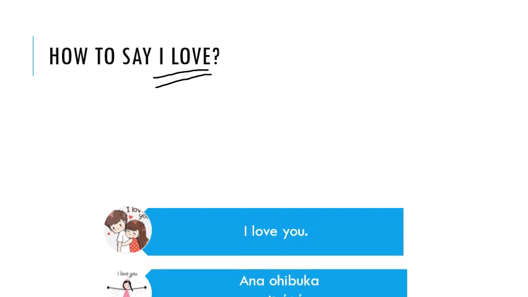Now, how to say I love in Arabic language? Usually, we use the verb I love when someone fell in love with a girl or a boy, or when this girl fell in love with a boy, or when this boy fell in love with a girl.